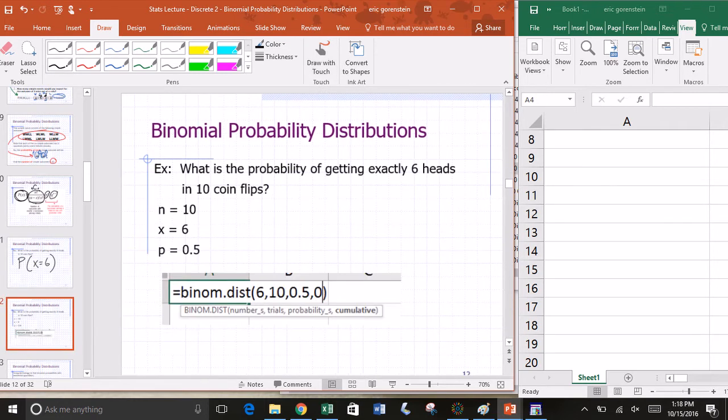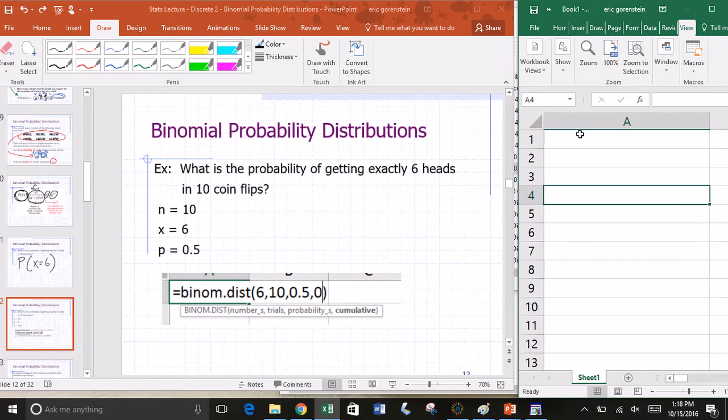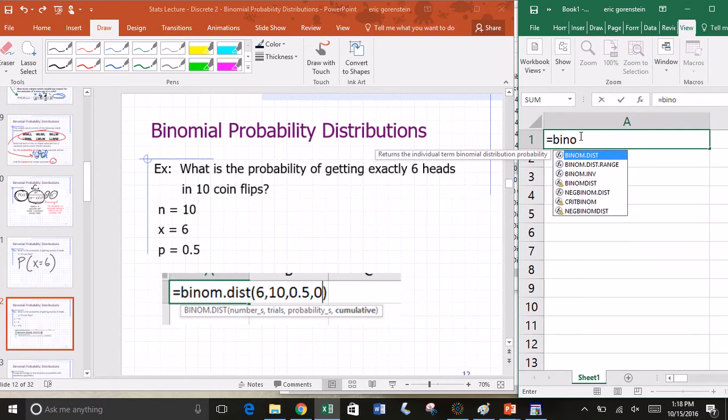On Excel, the function for a binomial distribution, and again, you don't have to memorize this. Let's do it over here on the Excel file I have open. If you just start typing in the word binomial, as soon as I get 4 letters in, I have a very short list of possibilities. The first one, binomial distribution.